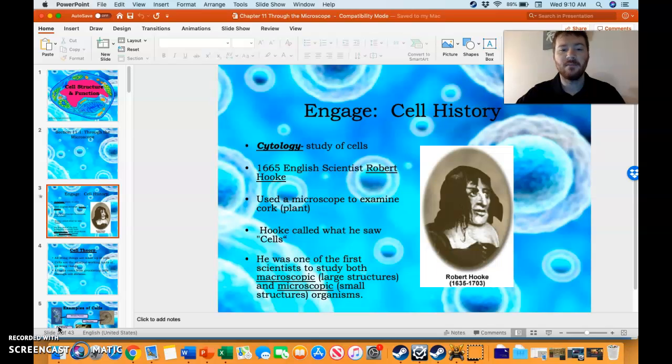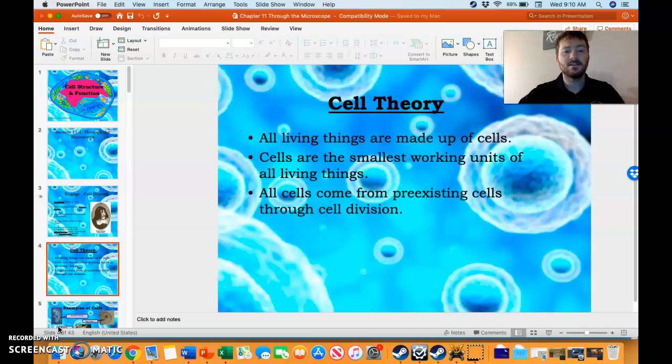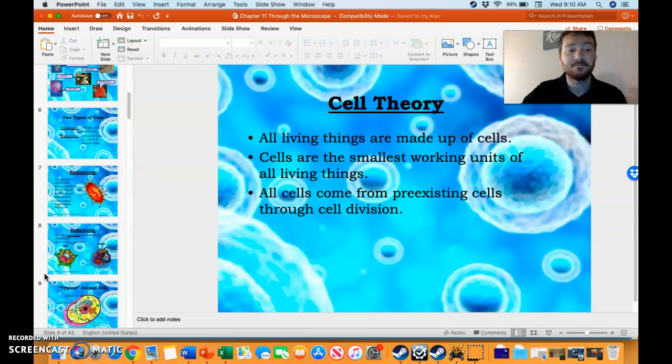It starts out with this guy named Robert Hooke. Robert Hooke was the first to observe a plant cell, a cork cell. He called it a cell because it literally looked like a jail cell. And he studied both macroscopic, large, seeable things, and microscopic, unseeable things, except, of course, with the microscope. And it led to the cell theory, that all things are made of cells. Cells are the smallest living things, and all cells come from pre-existing cells.